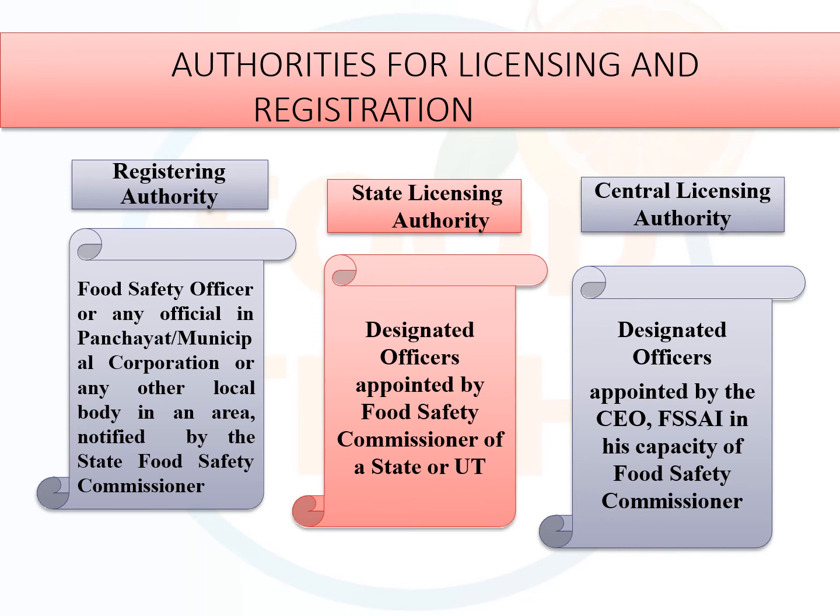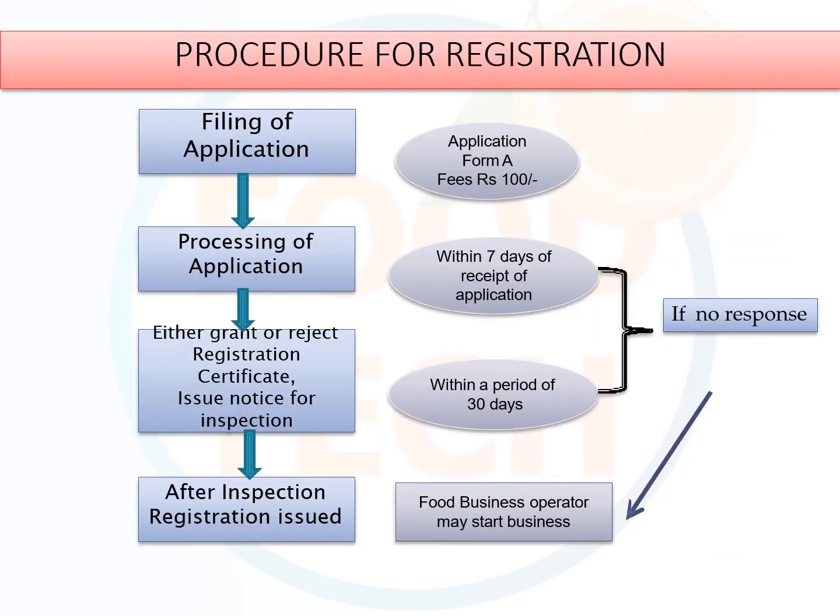Designated officers for the state are appointed by the Food Safety Commissioner of the state or Union Territory, and for the central it is appointed by the CEO FSSAI in his capacity as Food Safety Commissioner. And for the registering authority, it is a food safety officer, any official of the panchayat or municipal corporation or any other local body notified by the state food safety commission.